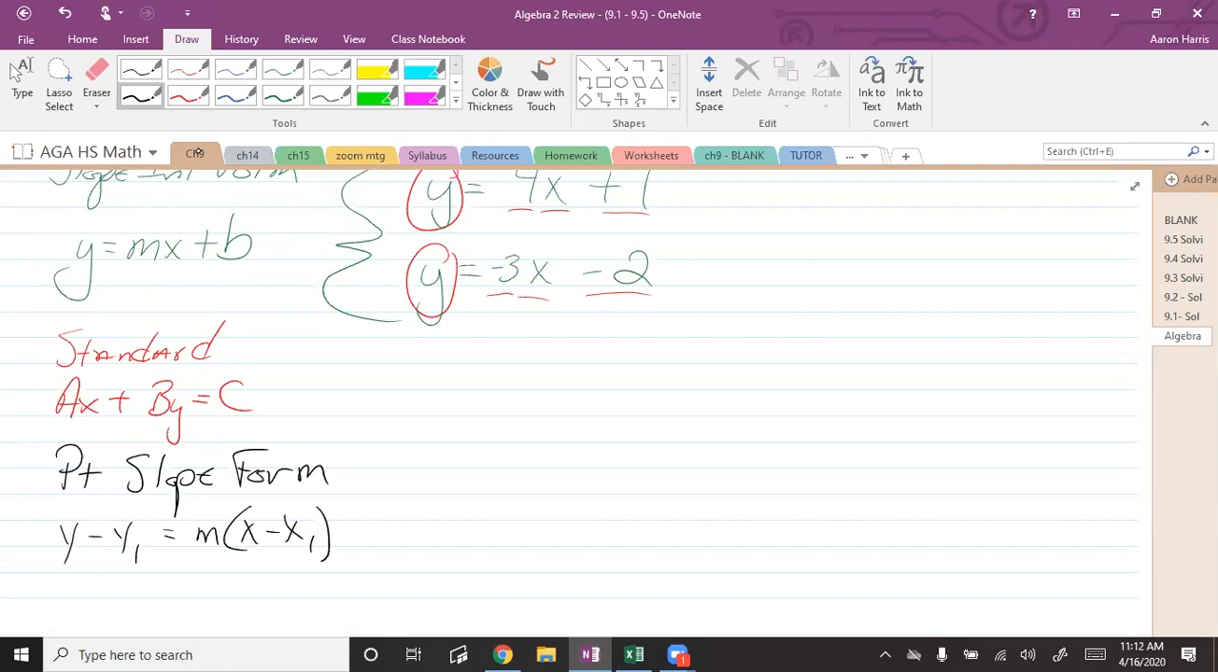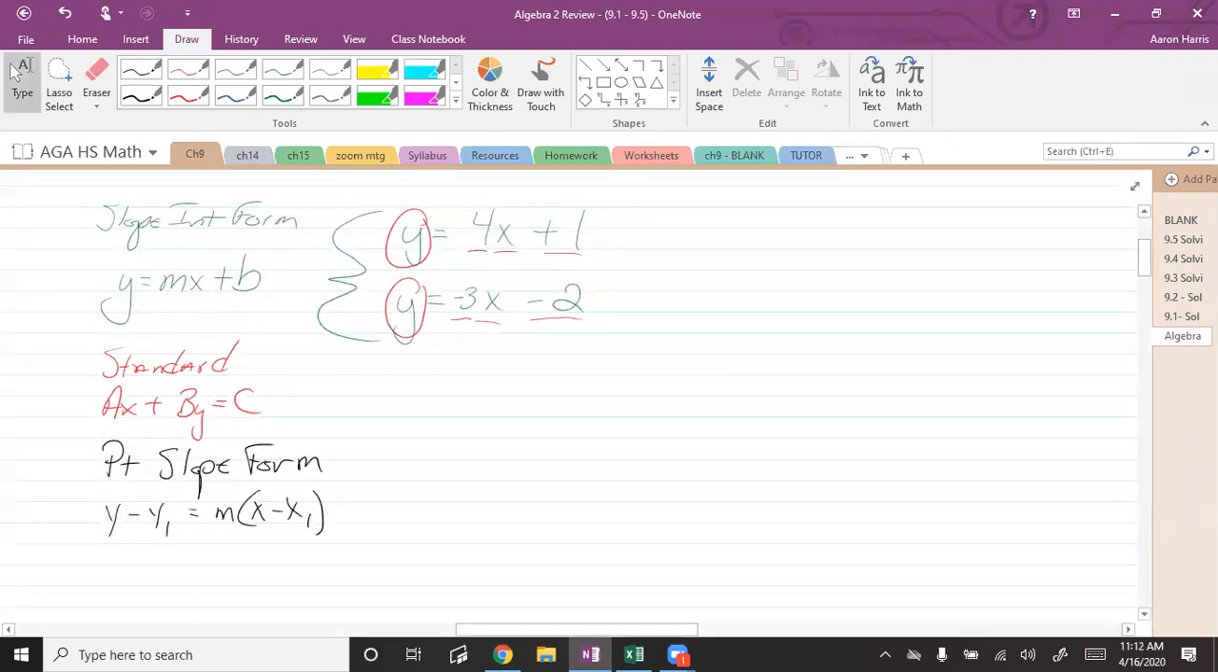So those three formulas you need to know. The two that we've dealt with the most are these two. We sprinkled in a little point slope form, so we want to make sure that we have that down. All right, so now I know that both of these are in slope intercept form. Who can tell me what slope intercept form gives me?